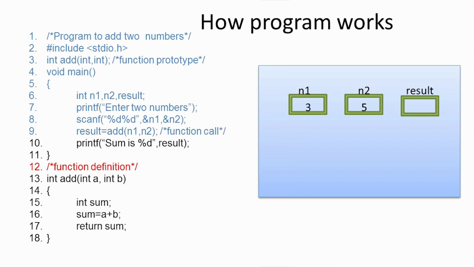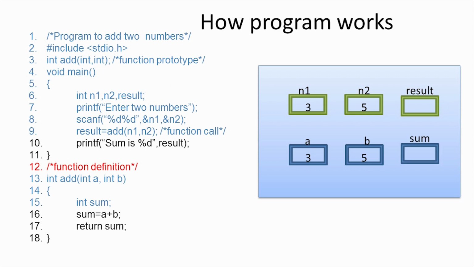The control will now go to line number 13. Two variables A and B are declared. That means two memory locations with name A and B are allocated. The value of n1 is copied to A and the value of n2 is copied to B. Line number 14 is the beginning of the function body. Line number 15 is variable declaration. Memory location with name sum has been allocated.